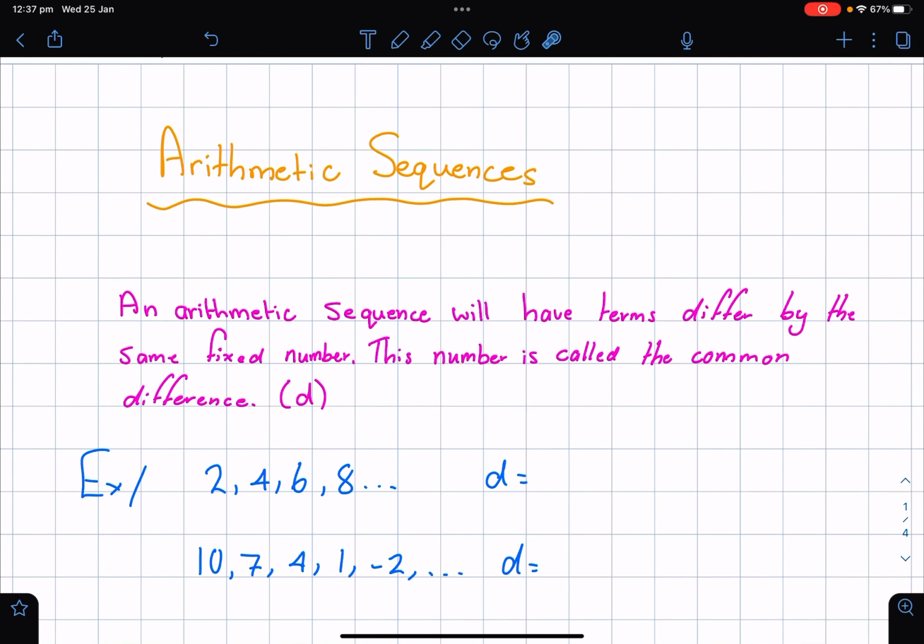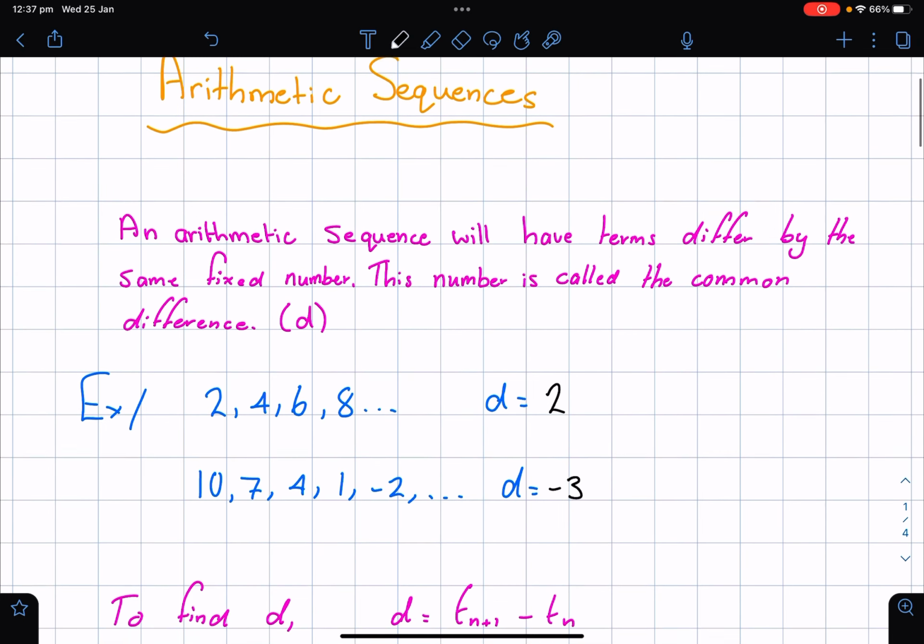So having a look at these two sequences here, 2, 4, 6, 8, 10 and 7, 4, 1, negative 2, have a bit of a think what the common difference in each sequence could be. Now, at this level of maths, it's pretty easy to see a pattern when it's easy numbers like this. So obviously this first one is differing by 2, but then this second one's a little bit trickier because we're decreasing, but we're decreasing by 3, so our common difference is negative 3.